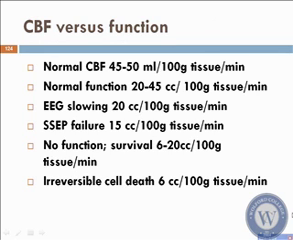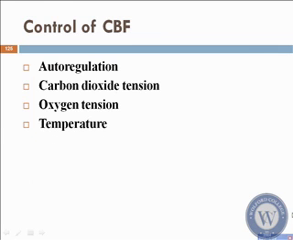Cerebral blood flow versus function. The normal cerebral blood flow should range between 45 to 50 cc's per 100 grams of tissue per minute. Once you start getting below 20, that's when you start seeing EEG slowing. Once you get down to 15, some sensory evoked potentials are being affected. And at nil function below 6, you may have some survival, but you get irreversible cell death once you get below 6 cc's per 100 grams of tissue per minute.